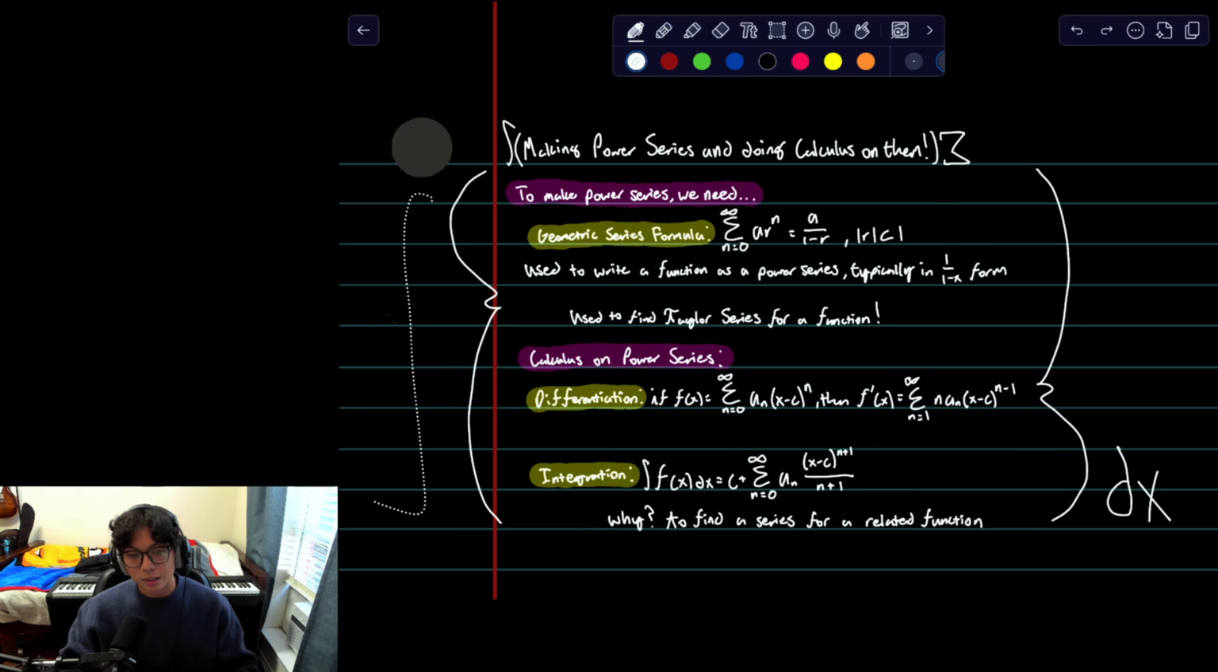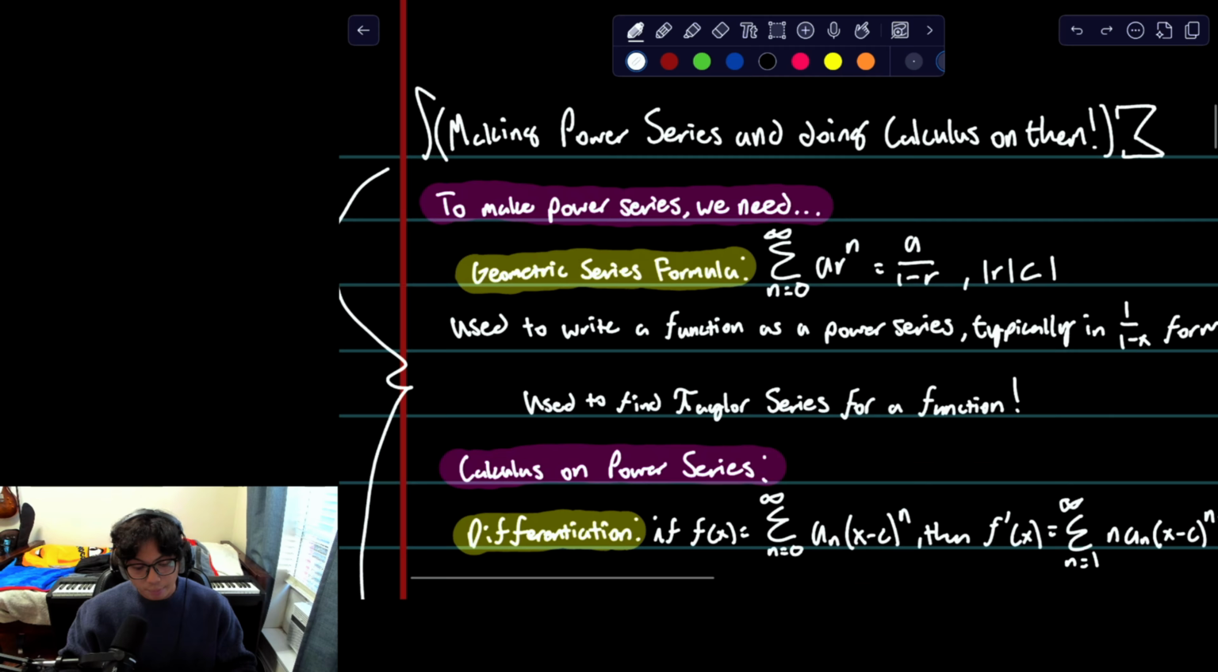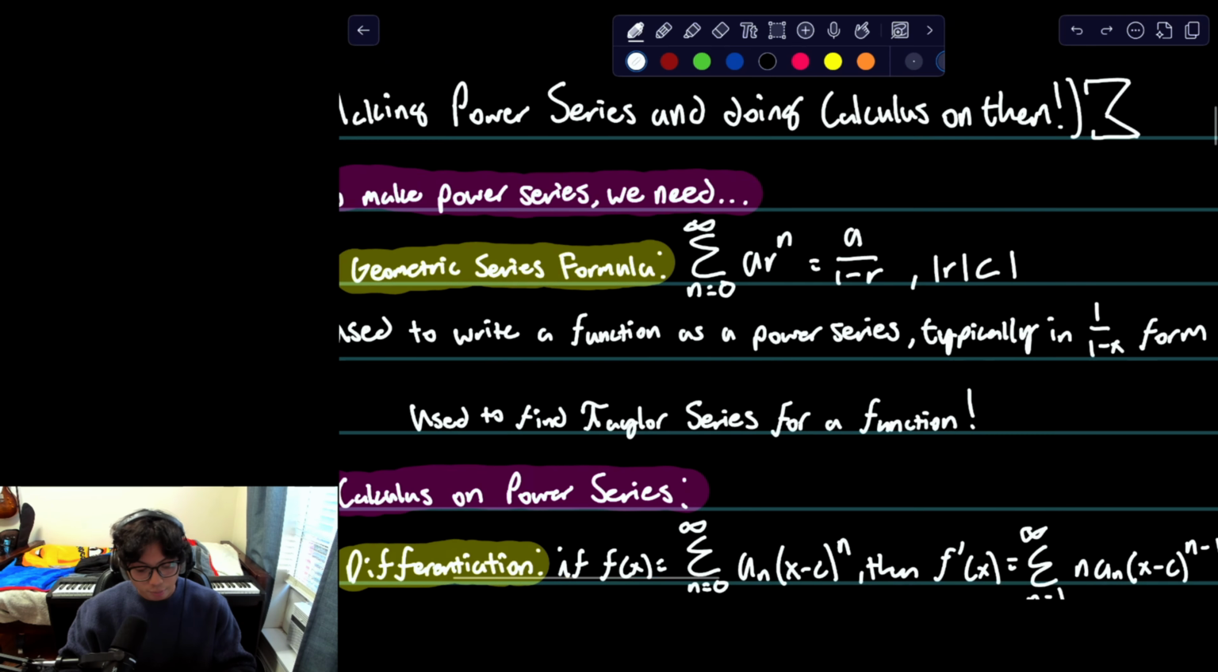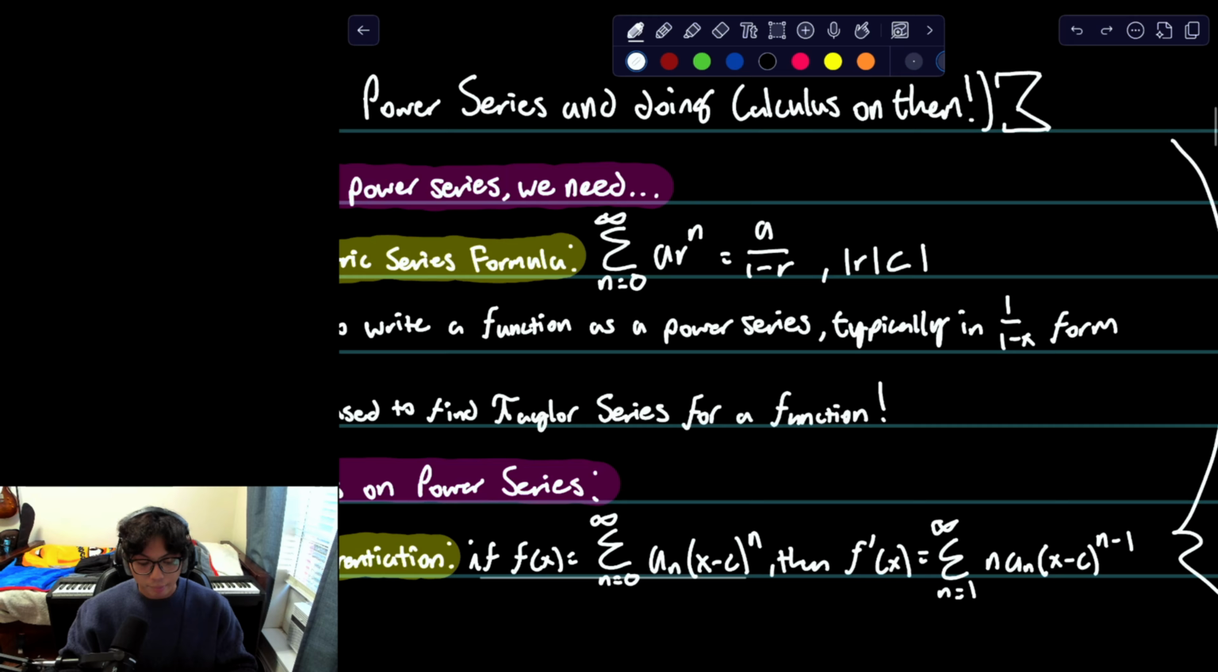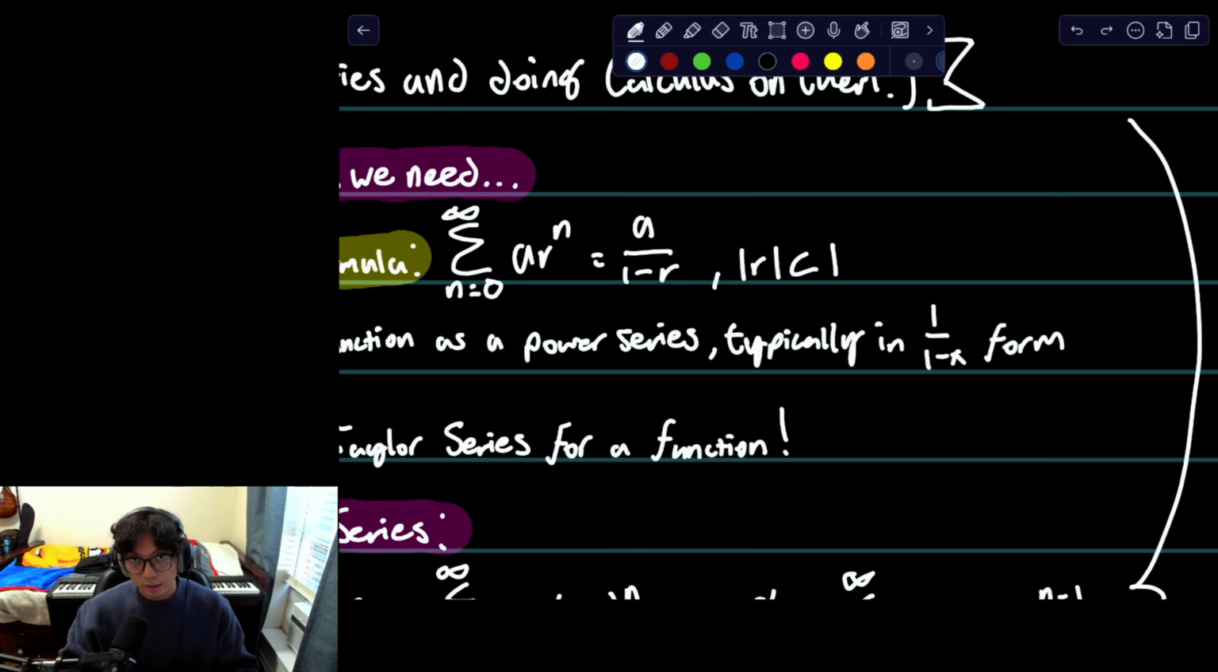In today's video, we're going to be making power series, as well as doing calculus on power series. And in order to make a power series, we need to recall our geometric series formula, which is the infinite sum from 0 to infinity of a times r to the power of n, which is also in the form of a over 1 minus r. And remember, the absolute value of our radius has to be less than 1.